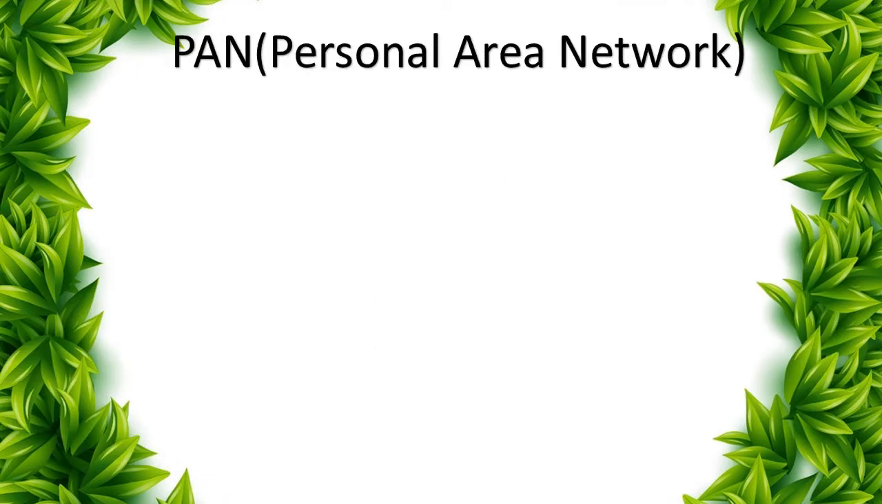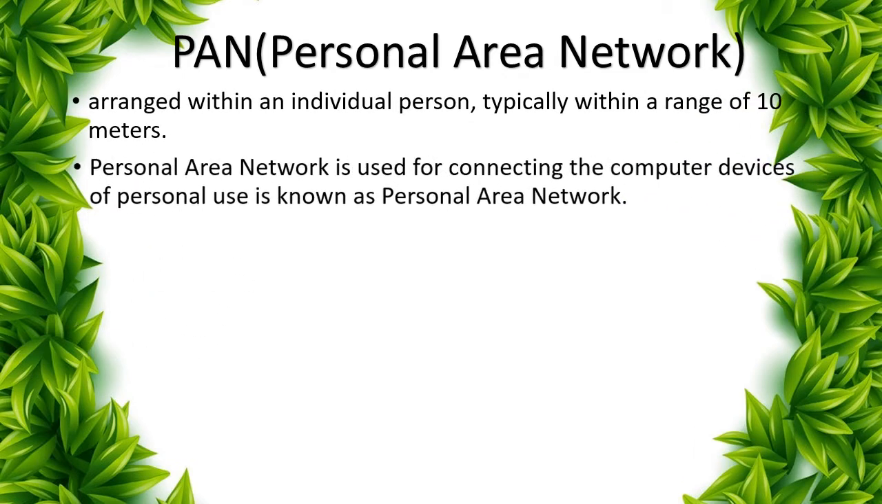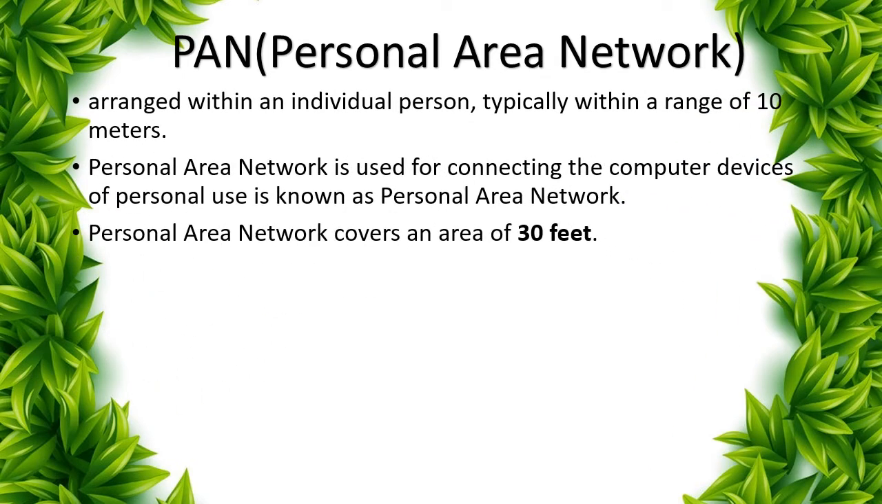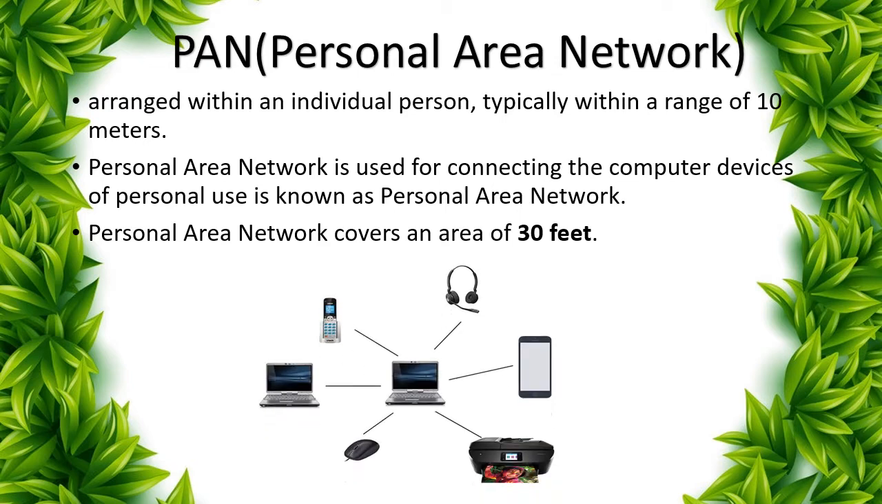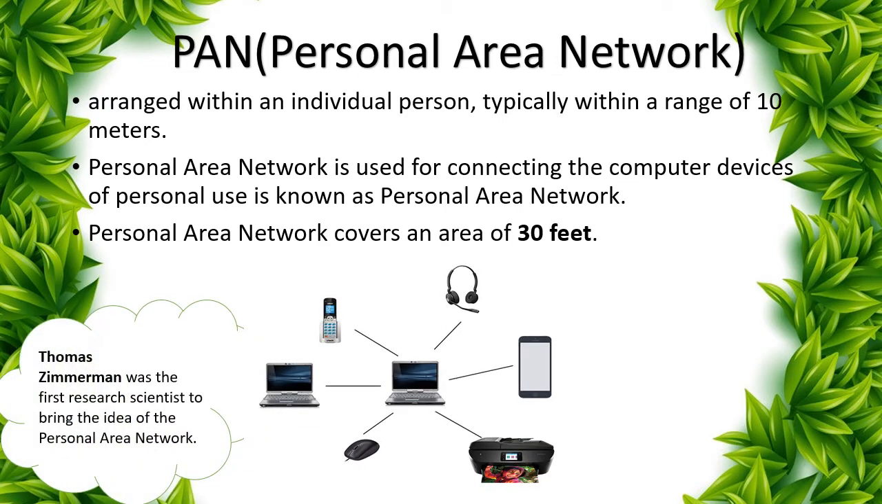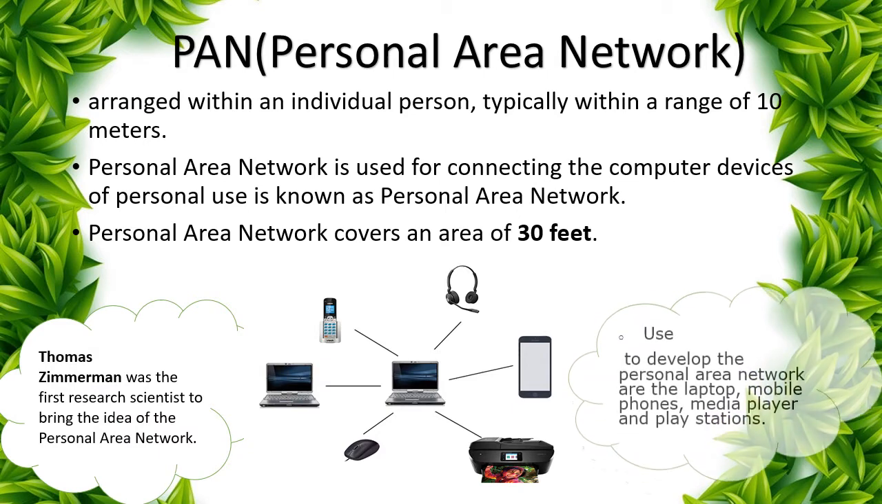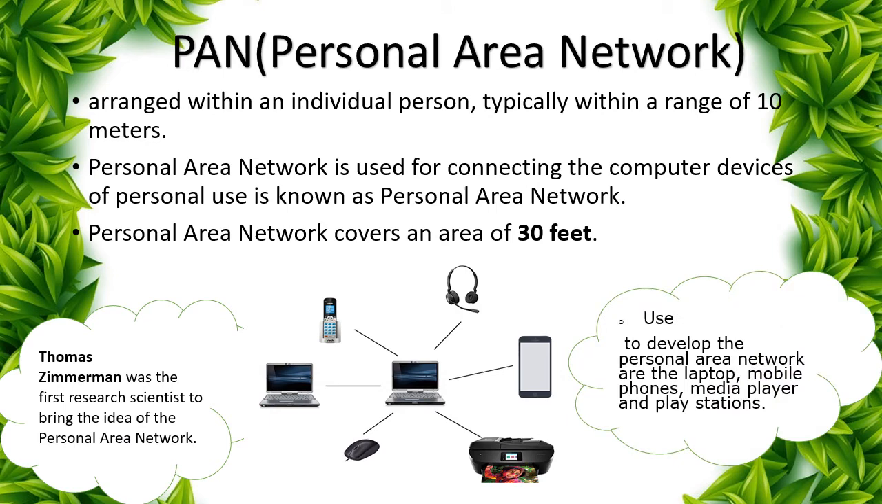A personal area network is used by individual persons within 10 meters. It's used only for personal purposes, right? So it is called a personal area network, and it covers only 30 feet. Thomas was the first research scientist in this network, and it is used to connect devices like a laptop, mobile, and media player phone. These are personal area network examples.